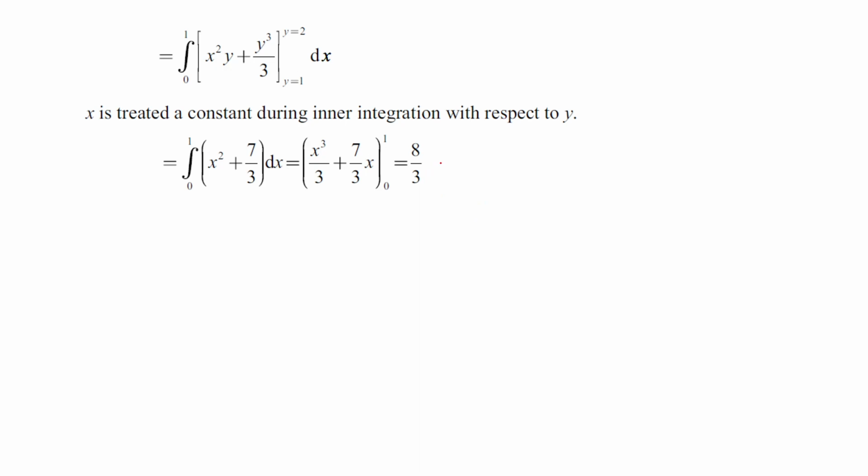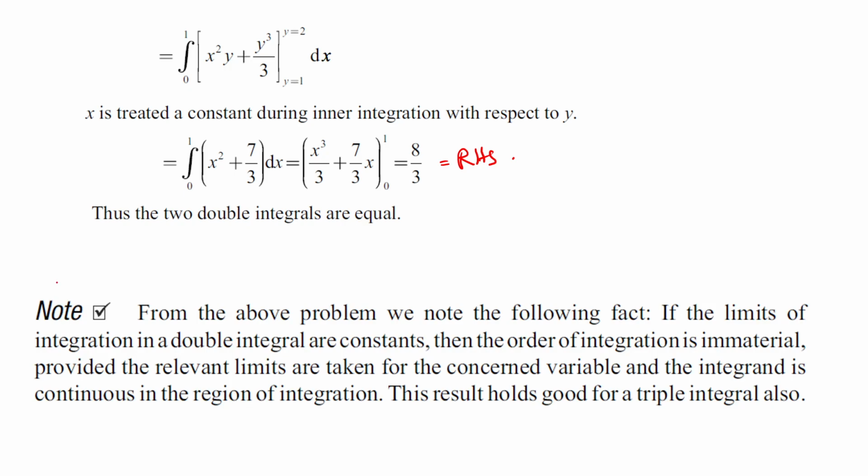So already we have seen previously, LHS is 8 by 3, RHS is also 8 by 3. Therefore, LHS equals RHS. We are just proving that the two double integrals are equal. So, a very important note here. From the above problem, we can note the following fact: if the limits of the double integral are constants, then the order of integration is immaterial.